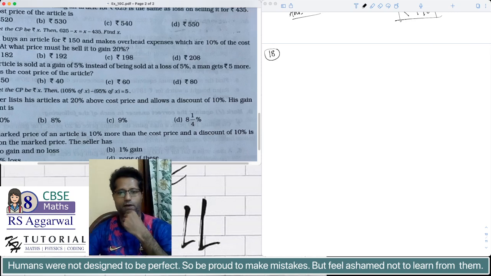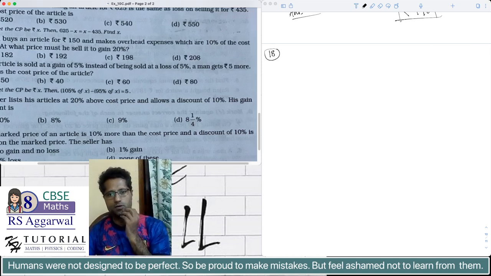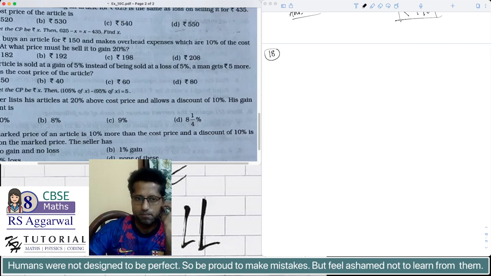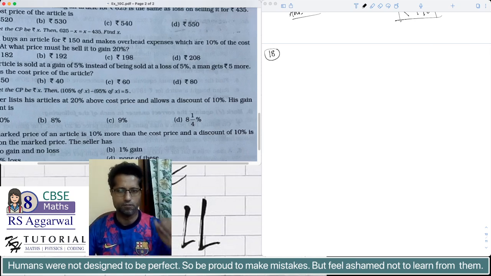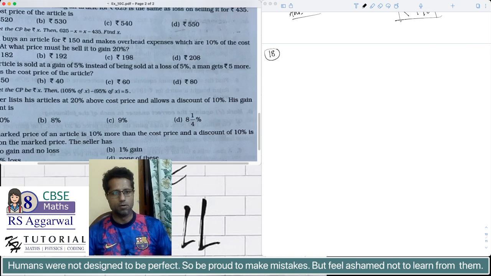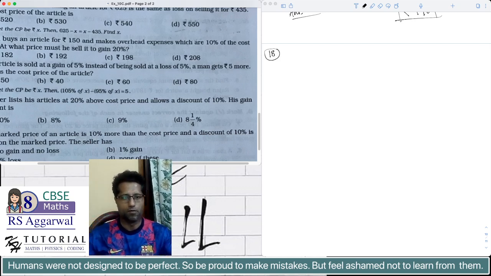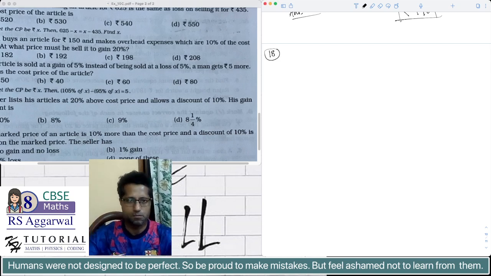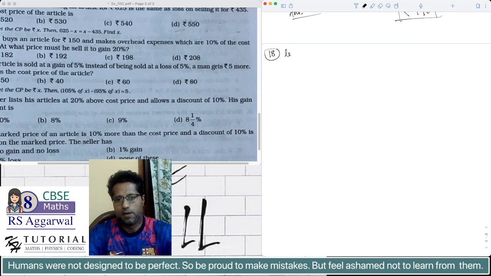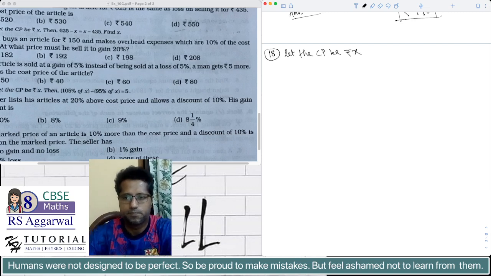Now, I think this 5 more is the difference of the two selling prices. In the first case, the man is gaining 5%, so obviously the selling price will be more than the selling price when the man is having a loss of 5%. So the difference of the two selling prices has to be rupees 5, and from this information we have to find the cost price of the article. So it is better we assume, let the cost price be rupees X.